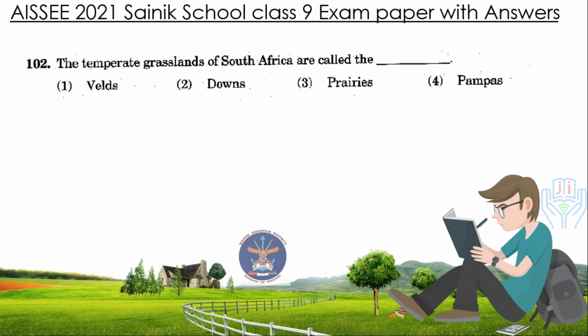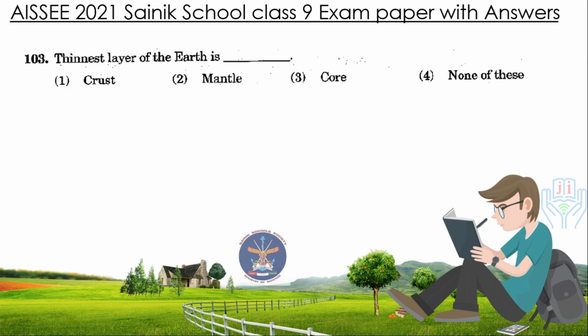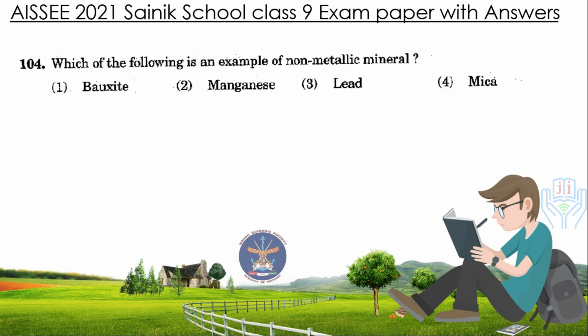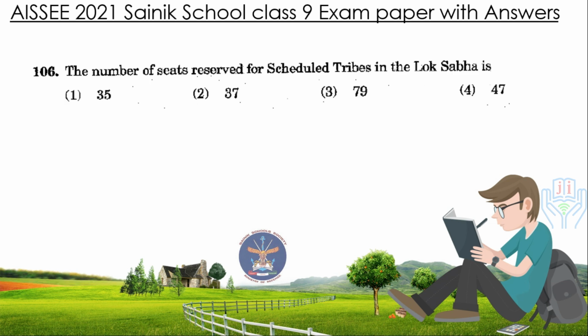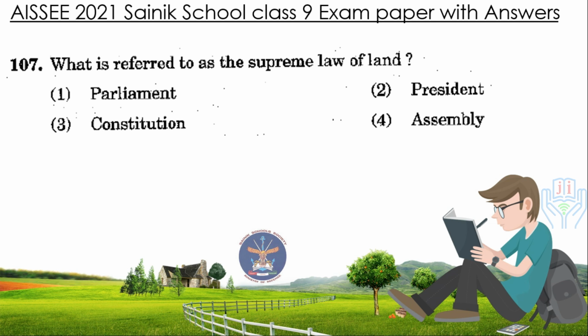The temperate grasslands of South Africa are called the velds. Thinnest layer of the earth is crust. Which of the following is an example of non-metallic mineral? Mica. The emperor who ascended the throne at 13 years of age was Akbar. The number of seats reserved for scheduled tribes in the Lok Sabha is 47. What is referred to as the supreme law of land? Constitution.